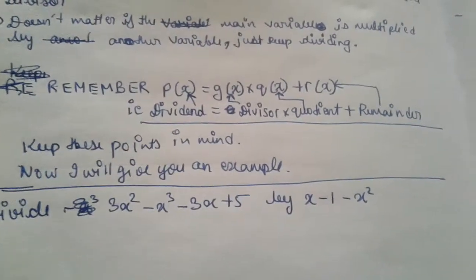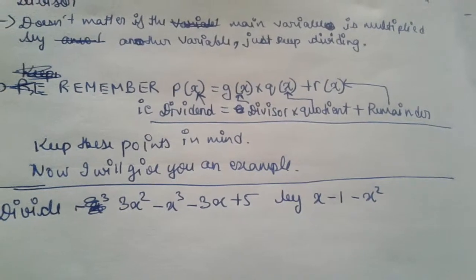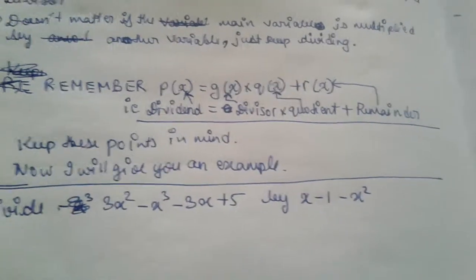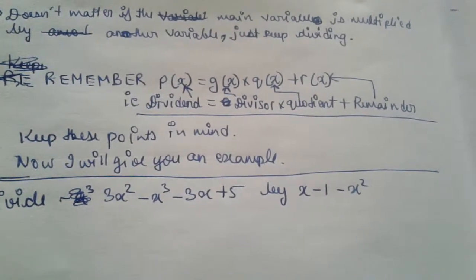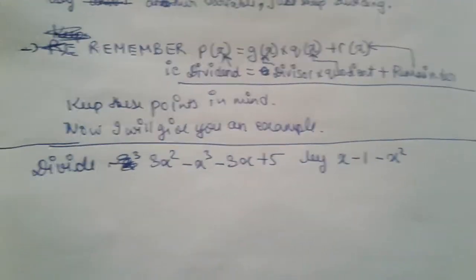Remember, p of x is equal to g of x into q of x plus r of x. That is dividend, which is p of x, divisor, which is g of x, quotient, which is q of x, and remainder, which is r of x. Keeping these points in mind, we will proceed further.